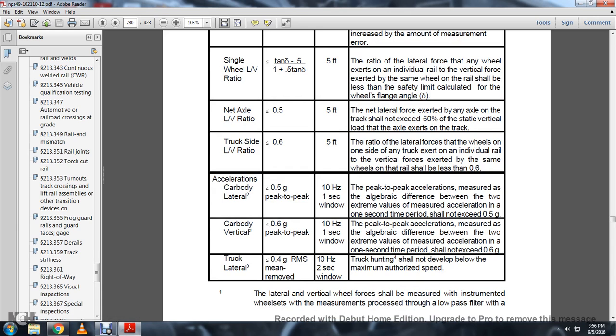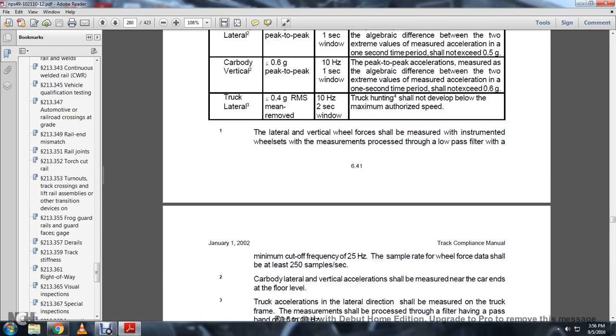Truck lateral acceleration, footnote number 3, is less than 0.4 G's RMS, mean removed. The 10 hertz, 10 second window. Truck hunting shall not be developed below the maximum authorized speed.